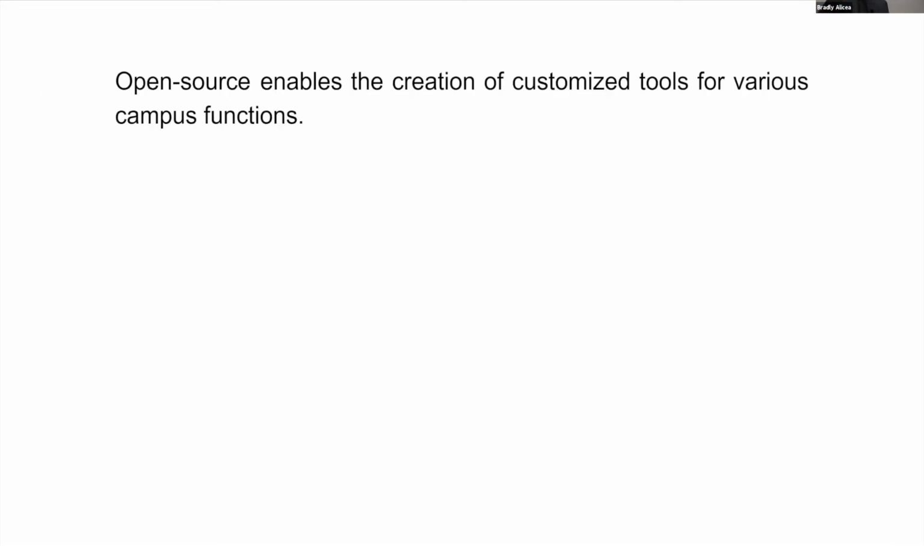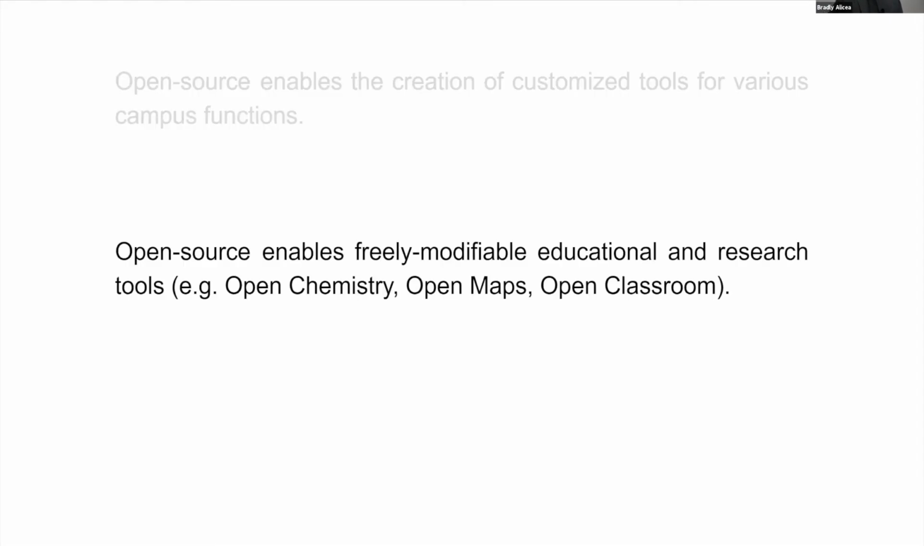So I'm going to end here with 3 different insights from the slides that I've presented. In general, open source enables the creation of custom tools for various campus functions. So we've seen that with Rockwire. We've seen that with some of the other things I've talked about. We also know that open source enables freely modifiable education and research tools.